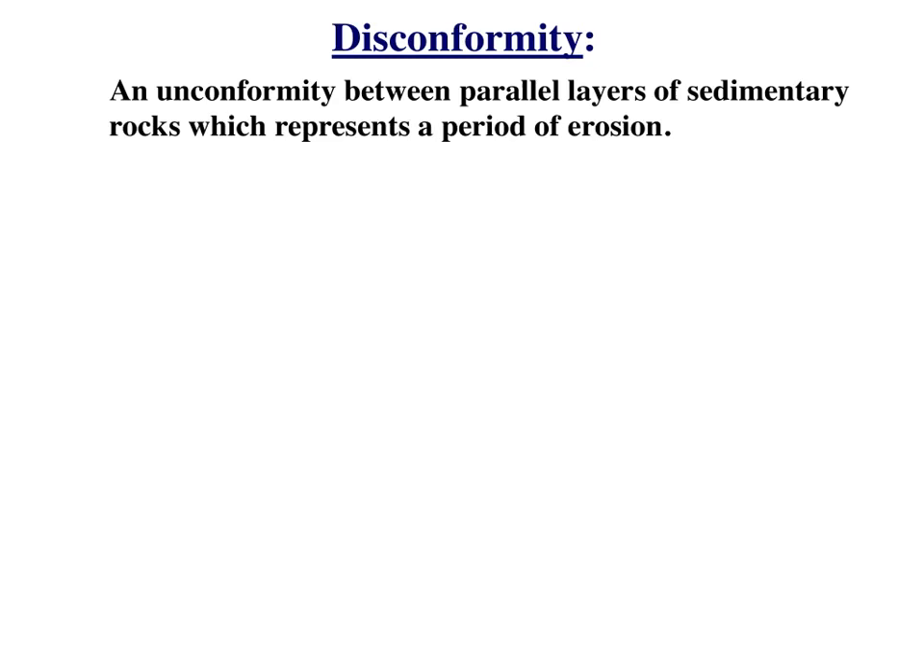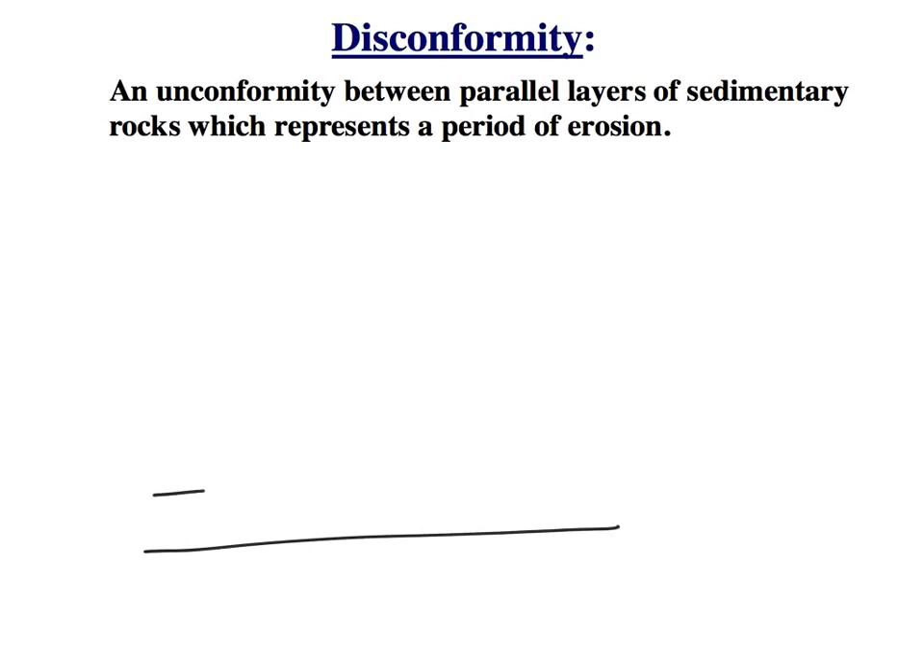So a disconformity is a specific type of unconformity, so you can really categorize this under unconformity. A disconformity is the exact type of unconformity we just drew, so you can leave that drawing on your page. But a disconformity is an unconformity between parallel layers of sedimentary rocks representing a period of erosion.